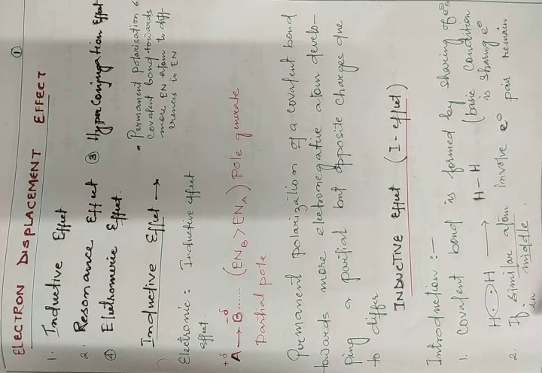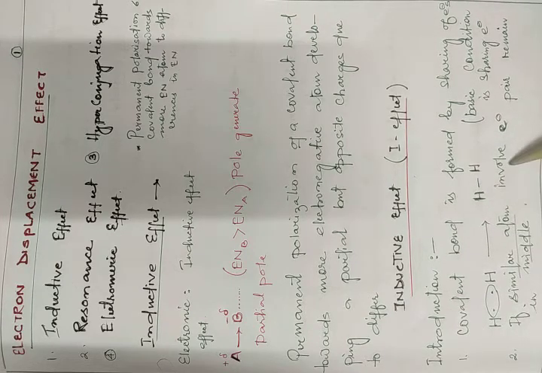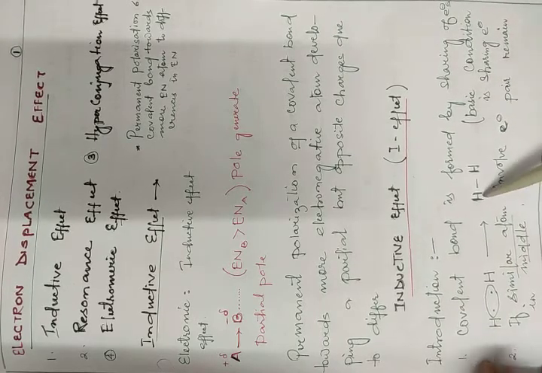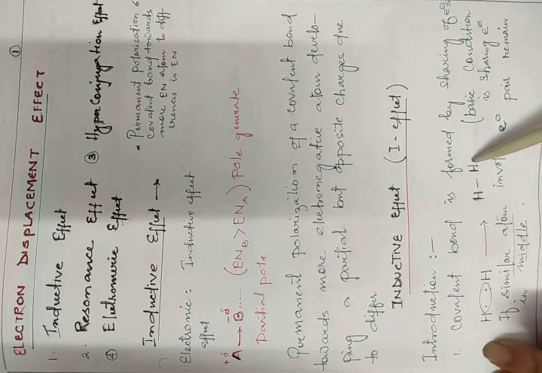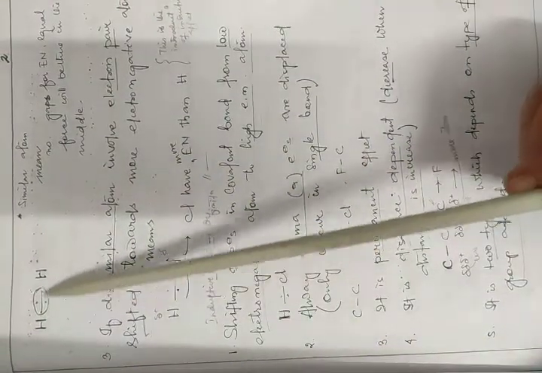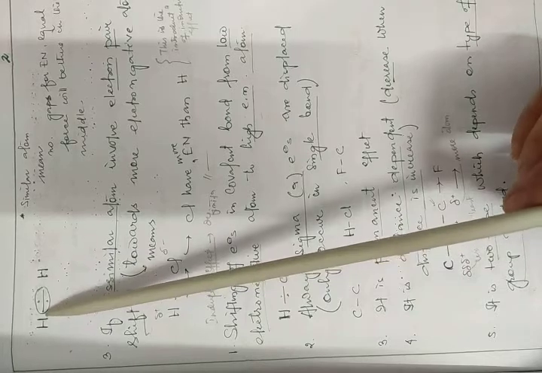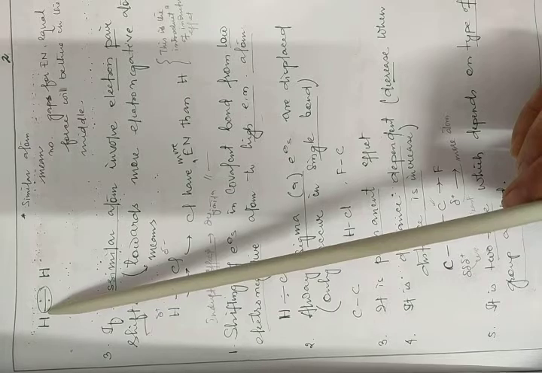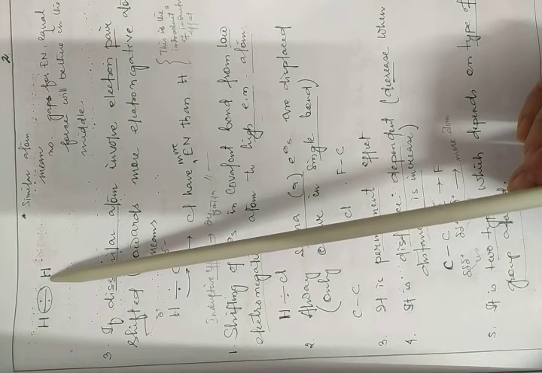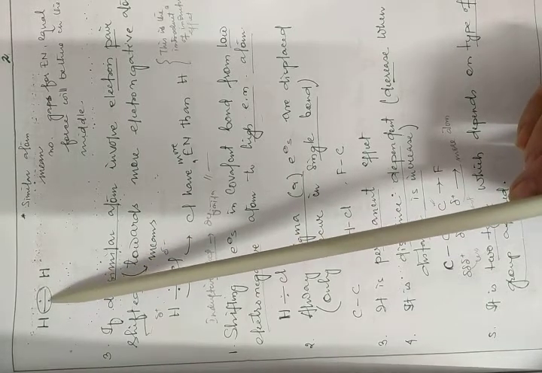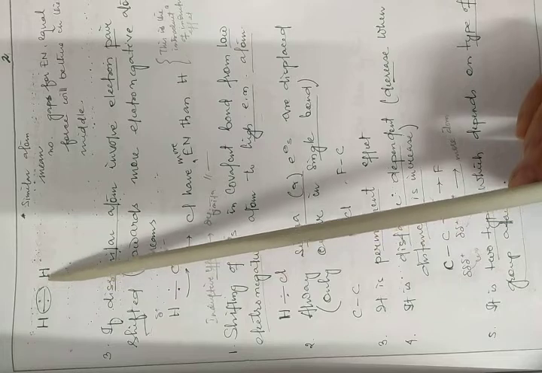Now the second point: if similar atoms are involved, the electron pair remains in the middle. Here hydrogen and hydrogen, one hydrogen atom and another hydrogen atom, are similar atoms. These similar atoms share with each other and there is no gap, which means both pull with equal force, and in the middle there is the dash only. So they are sharing with each other.